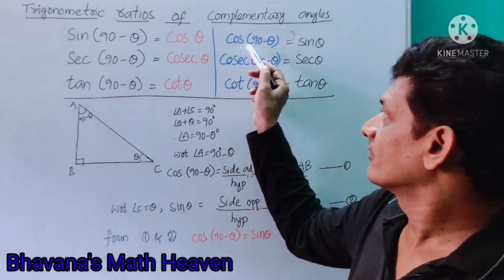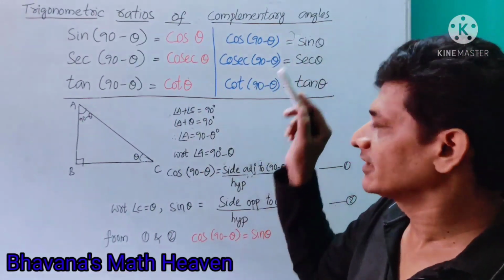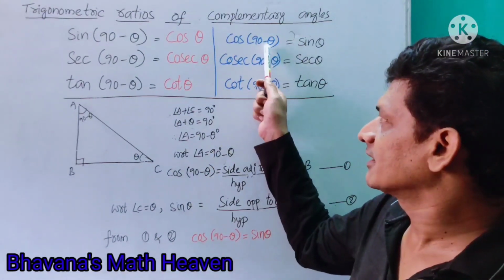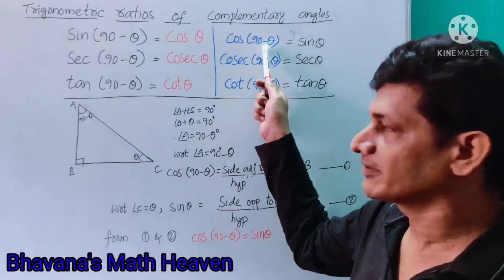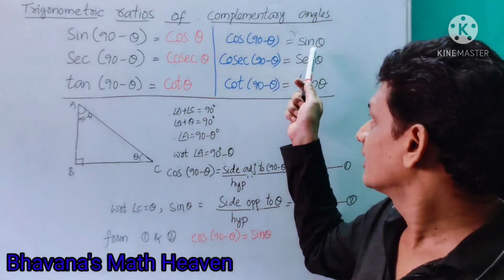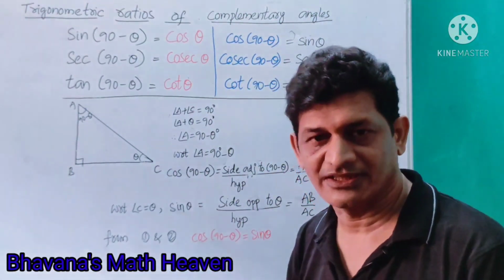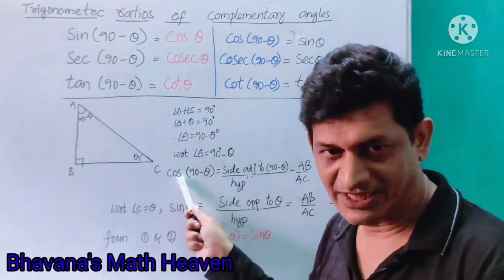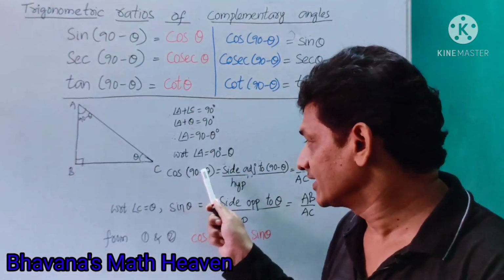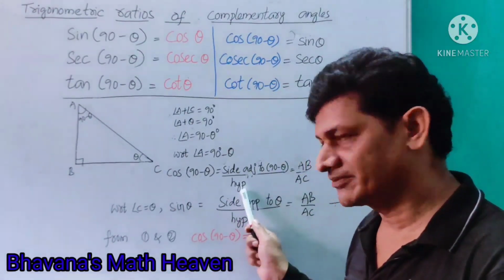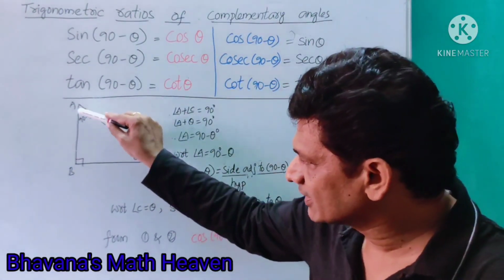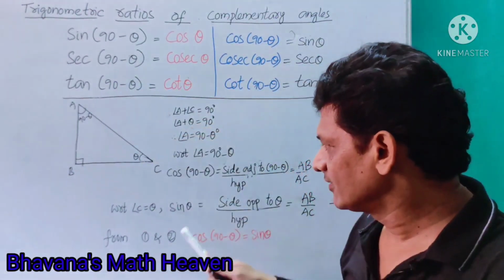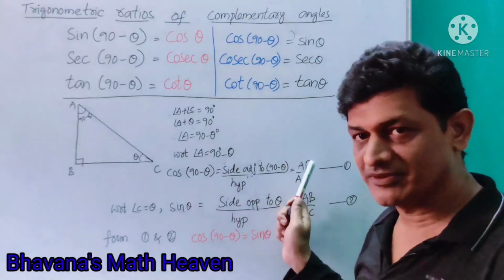And coming to the second one, cos of 90 minus theta equal to sine theta. Once again, with respect to 90 minus theta, write the ratio of cos of 90 minus theta, and again write the ratio of sine theta with respect to theta. Now the definition of cos is adjacent by hypotenuse, side adjacent to 90 minus theta by hypotenuse. What is the adjacent side to 90 minus theta here? AB, and hypotenuse is AC. So cos of 90 minus theta is AB by AC.